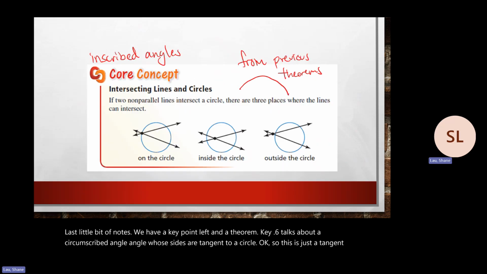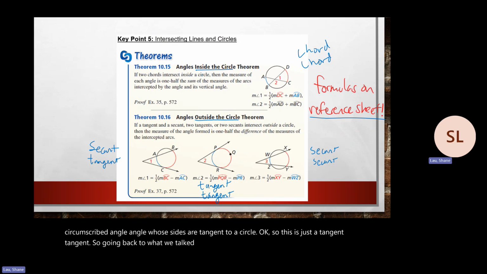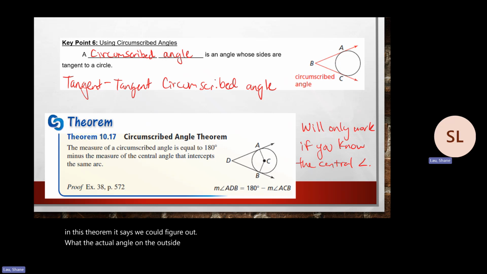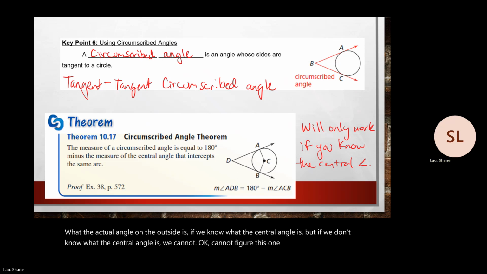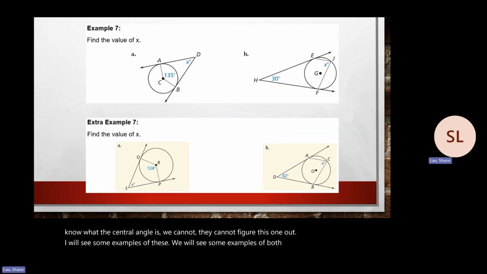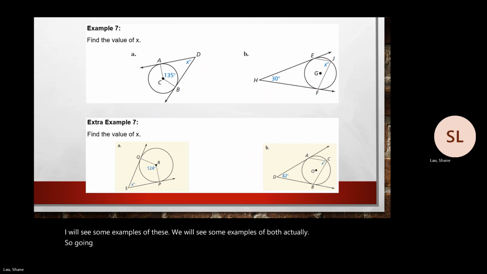So going back to what we talked about here, where we have a tangent in the middle, this actually makes things a little bit easier for us, but with a catch. In this theorem, it says we can figure out what the actual angle on the outside is if we know what the central angle is. But if we don't know what the central angle is, we cannot figure this one out. And we'll see some examples of both, actually. So going forward, example 7 and extra example 7 should be pretty easy.